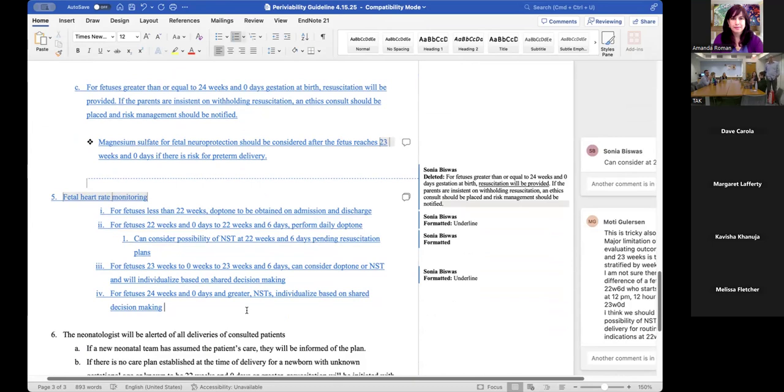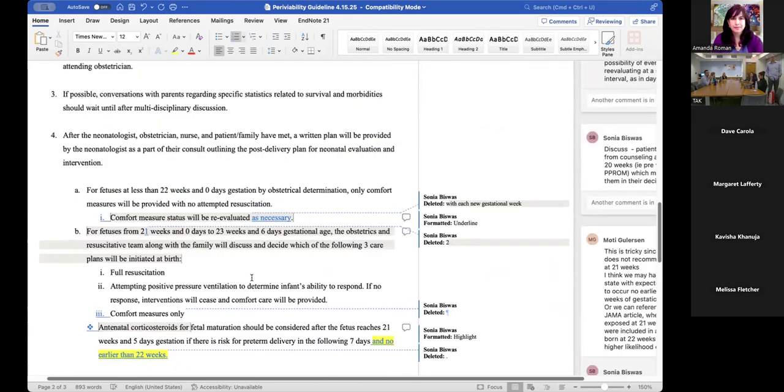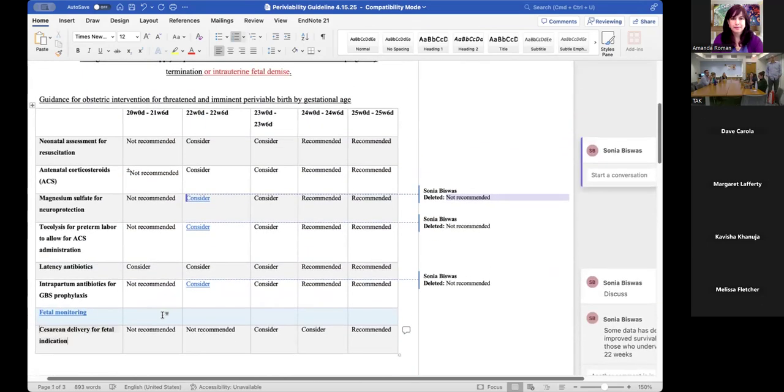Go back to the table and try to fill in. Would not recommend below 22 weeks. Yes, that's easy. Let's fill in the ones we know would be recommended, like 24 weeks and up. 24 and after, recommended. Yeah, exactly.